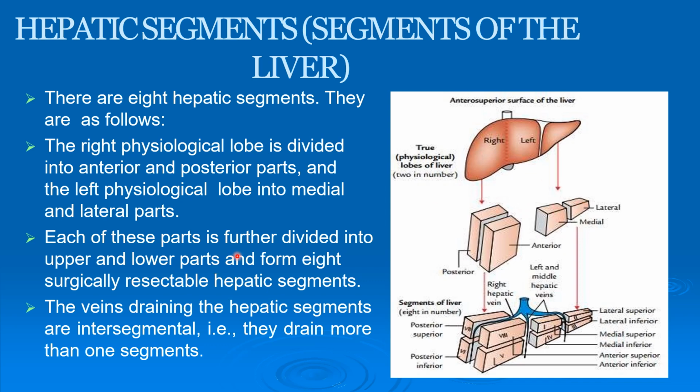Again, these parts are further divided into upper and lower parts and form 8 surgically resectable hepatic segments. Then this is 2 in number now. This is again divided into upper and lower, each one. So you will get, this is a posterior lobe. So upper and lower, or superior and inferior. Posterior superior, posterior inferior. Similarly, anterior inferior and anterior superior. So we will get 4 surgically resectable segments.